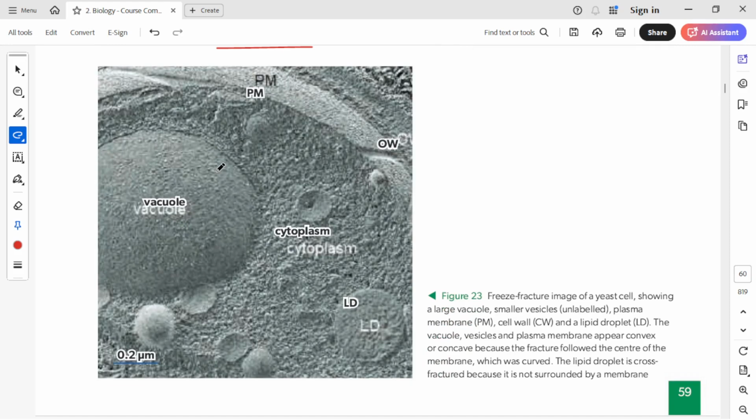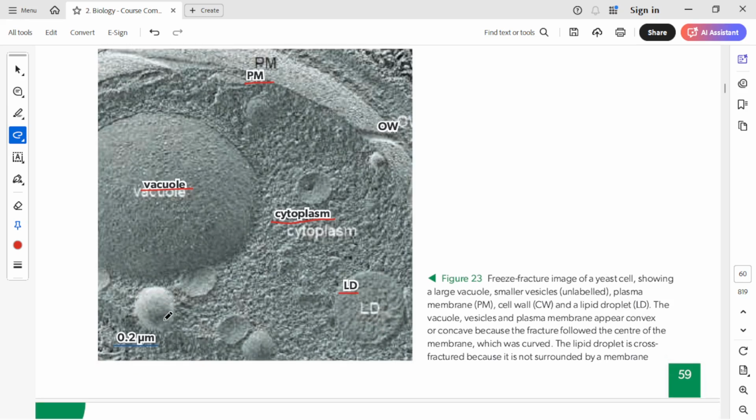Here we can see the structure using the freeze fracture method. Here the outer layer is a plasma membrane, and this is a vacuole. Due to etching, we can see a groove, a downward groove, in this cell. That happened because of the etching process. This is the cytoplasm, and this is a lipid droplet. Because the lipid droplet is not bound by any outer membrane, it is also broken down from between. What else can we see here?